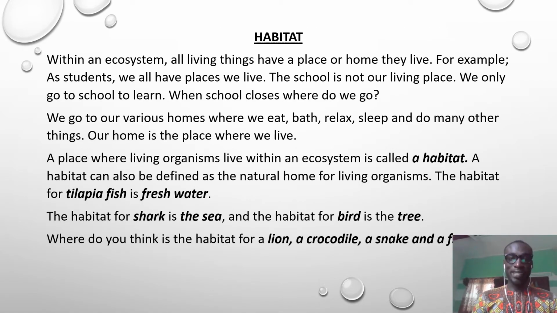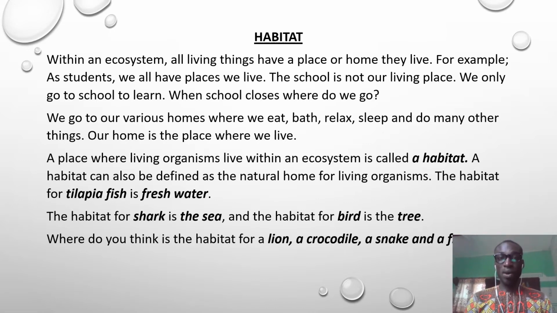So let's take a look at a habitat. So within an ecosystem, all living things have a place or home they live. For example, as students, we all have places we live. The school is not our permanent home or our living place. We only go there to learn, after which we go back to our various homes. A place where living organisms live within an ecosystem is called a habitat.